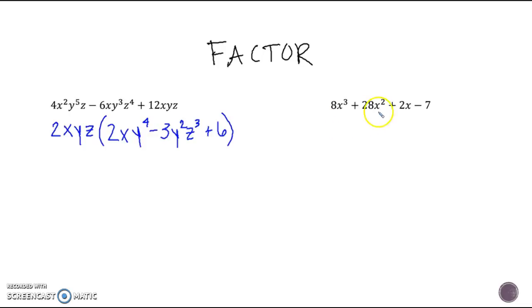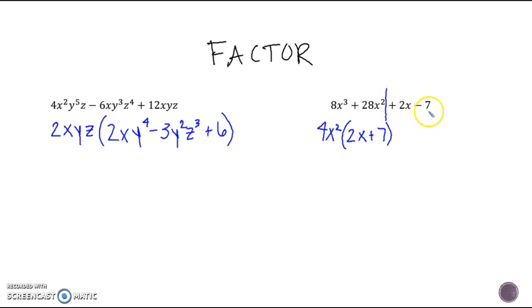The next one, I've got 4 terms, looking for my GCF first, 8, 28, 2, and 7, got nothing, and then this 7 doesn't have an x, so I can't take out a variable either. 4 terms means I'm grouping. Cut it down the middle. On the left side, 8 and 28, my GCF is 4, x cubed and x squared, x squared. When I take that out, 8x cubed divided by 4x squared is 2x. And 28x squared divided by 4x squared is 7.